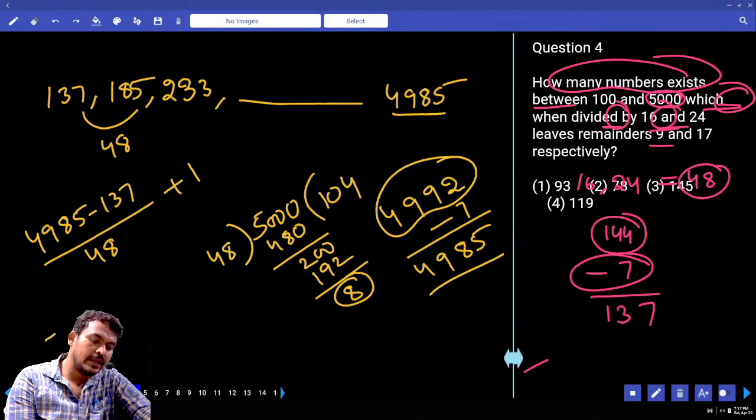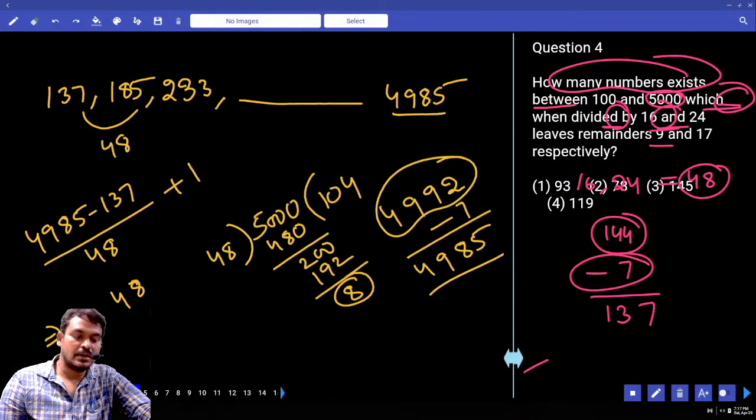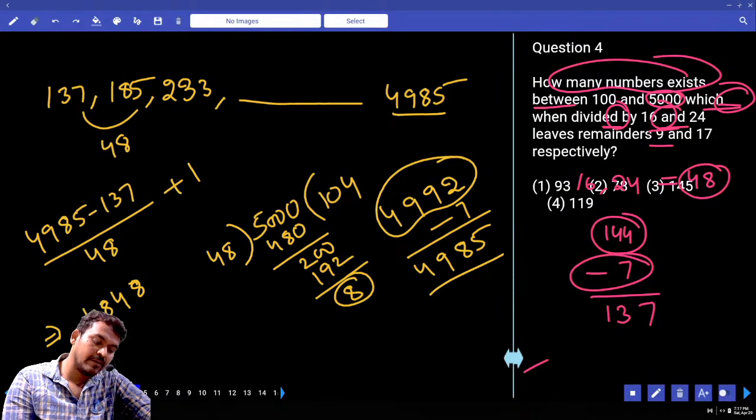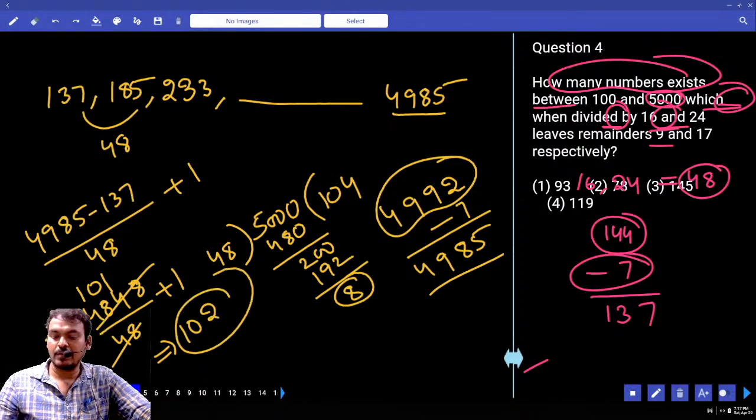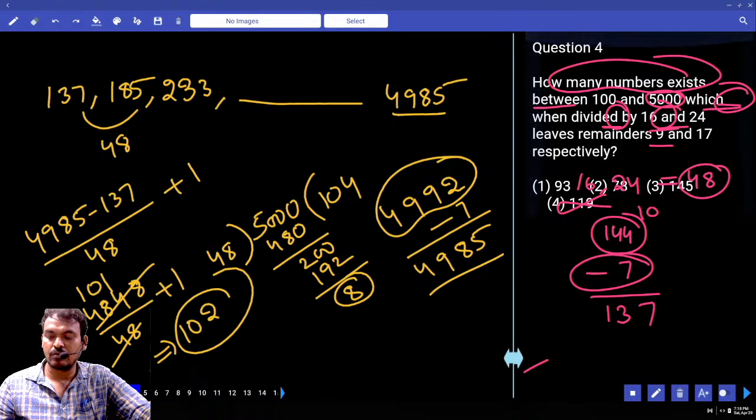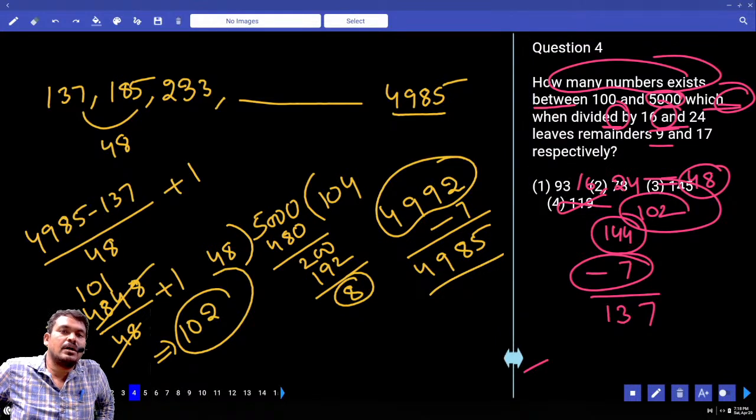4985 minus 137. 5 minus 7 means 15 minus 7, 8. 17 minus 3, 14. 48 minus... 49 minus 1, 48. Divide by how much? 48. 48 how many times? 101. Plus 1. Total how many terms are we getting? 102 terms. Actually, the fifth option given is wrong. It is actually 102. We are getting 102 terms. The key is wrong. It is 102 terms.